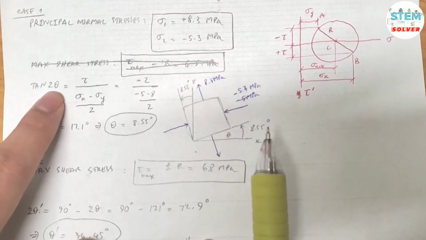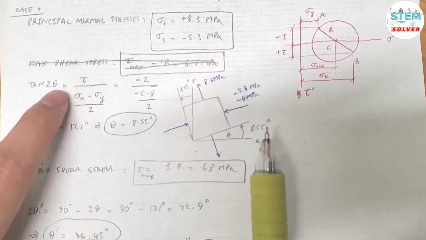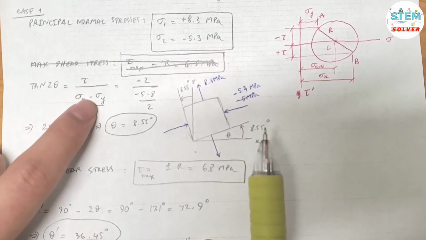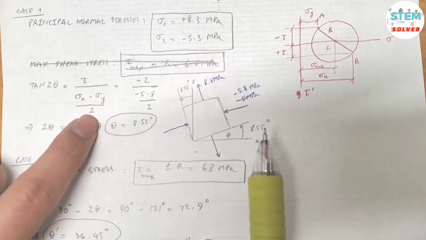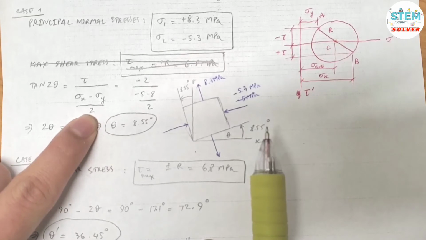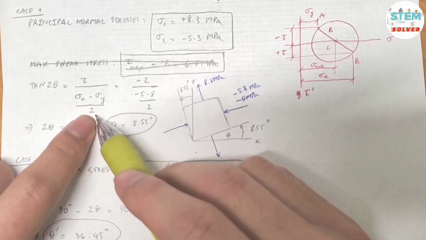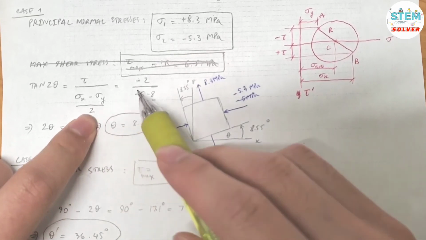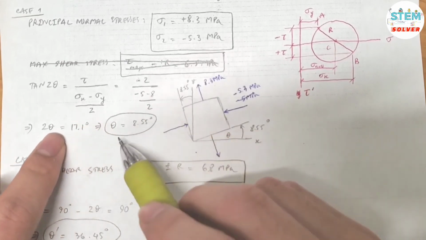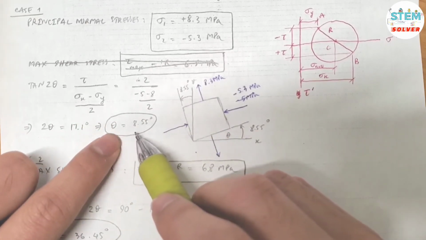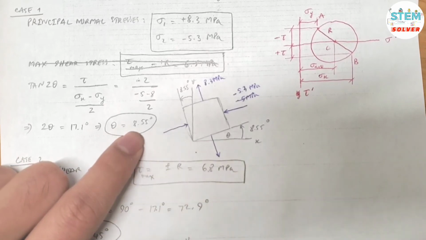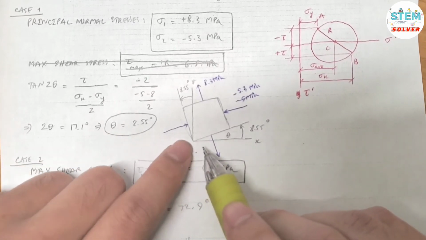So I have tangent 2 theta equals shear over the normal stress in x direction minus normal stress in y direction, divided by 2. Not the average, but yeah, just take what I wrote here. All right, so plug in the numbers and I figured out theta equals 8.55 degrees. Right, so here's my distortion.